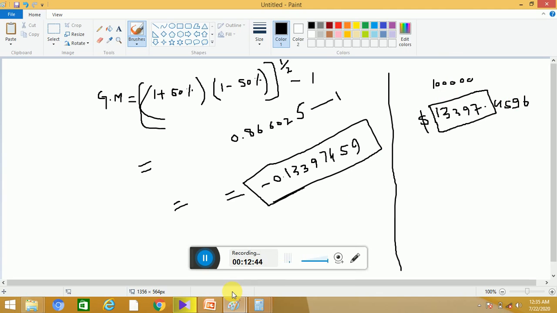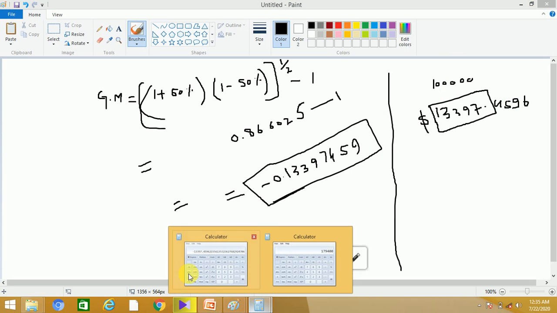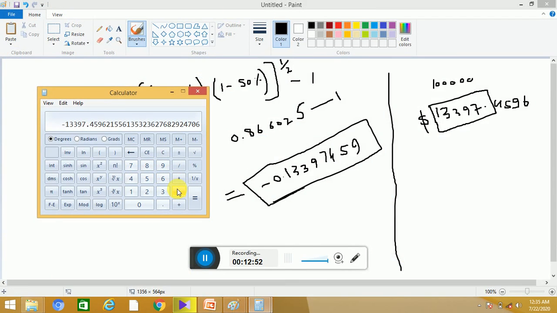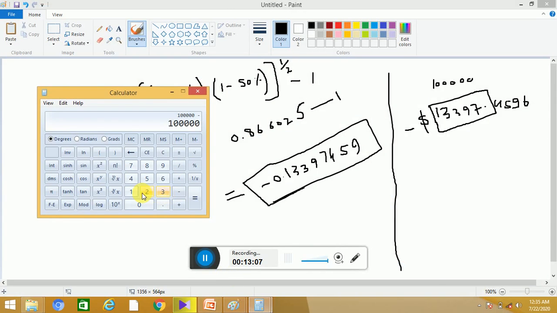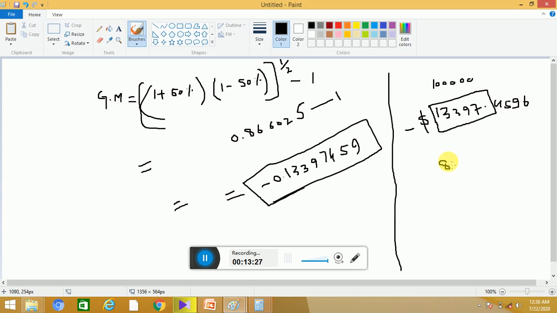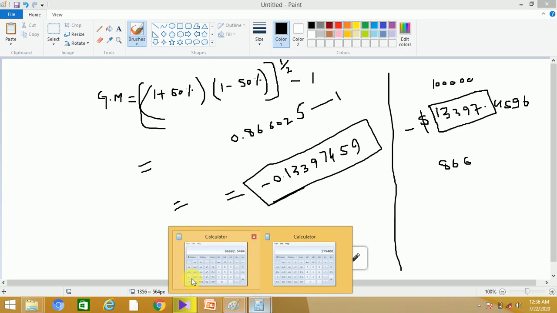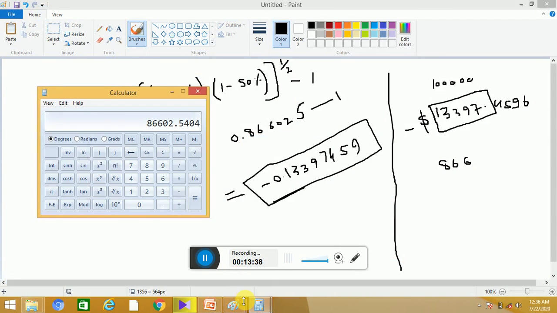Now what will be our amount after the first year? $100,000 minus this loss, 13,397.4596, which is equal to 86,602.5404.